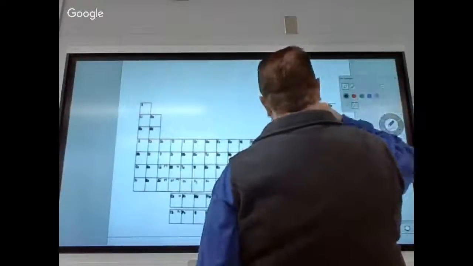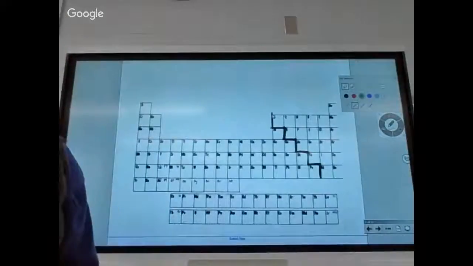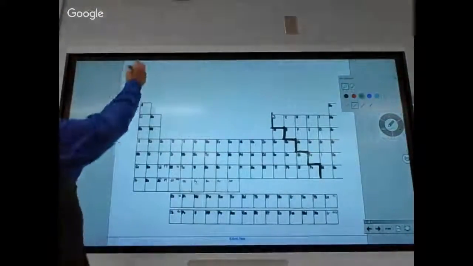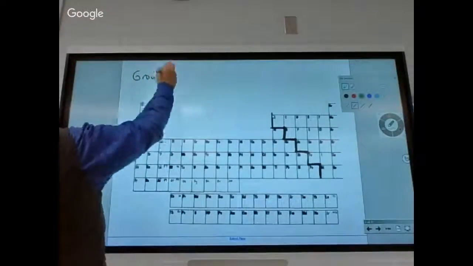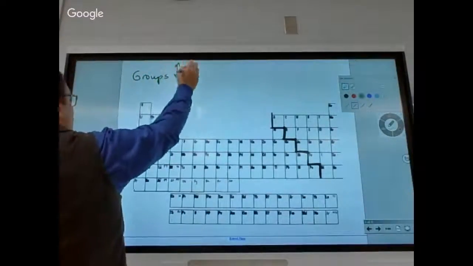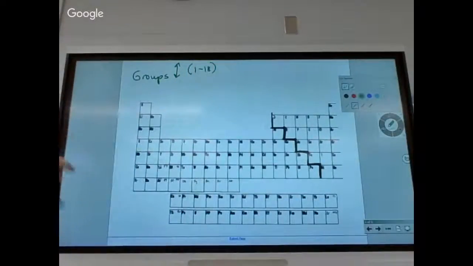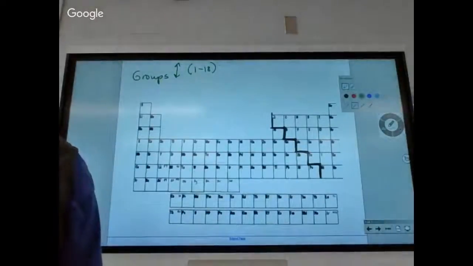All right. Now, the first thing we need to do is number groups, periods, and talk about the types of elements. First of all, groups. Which way do groups run? Up and down. Okay? So there are 18 groups. There's group numbering and modern group numbering. If you look at your orange periodic table, they're numbered both ways.